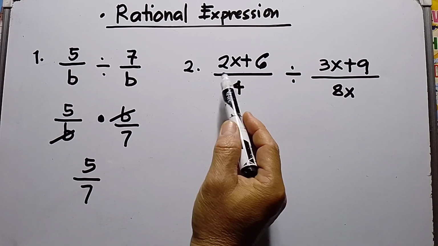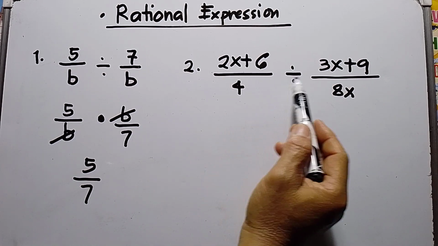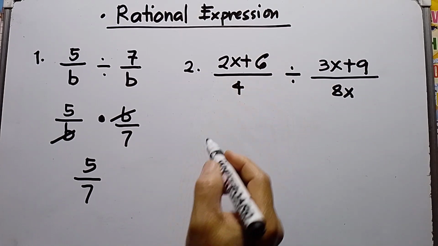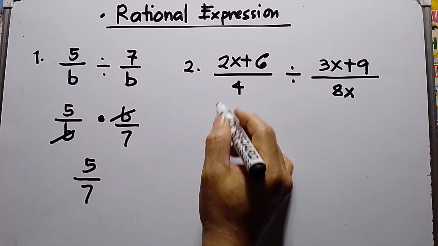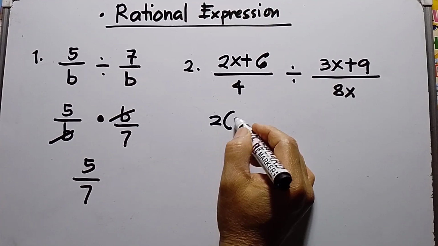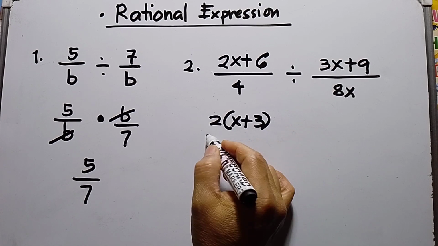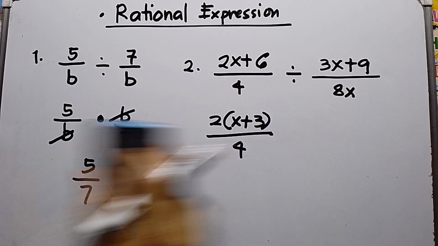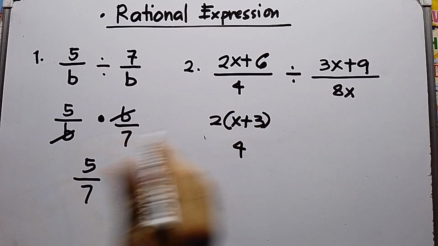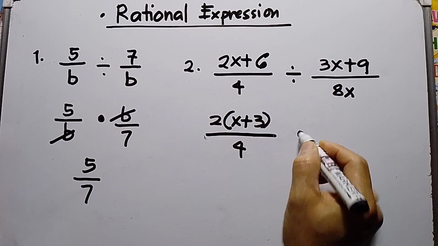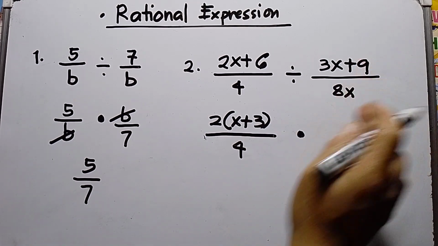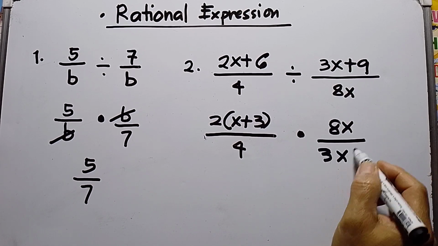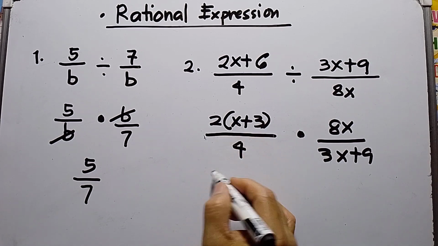Number 2, I have here 2x plus 6 over 4 divided by 3x plus 9 over 8x. So the first thing to do, in the first fraction, I need to factor out. The common factor between 2 and 6 is 2. Then this will be x plus 3 over 4. Then we need to change the operation to multiplication, and upside down of 3x plus 9 over 8x will be 8x over 3x plus 9. So we need to copy first.